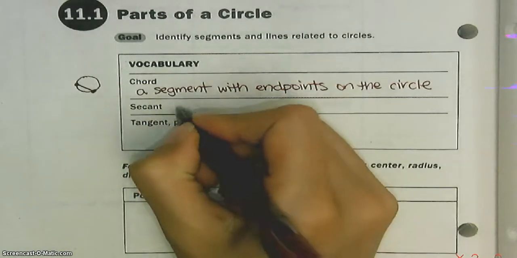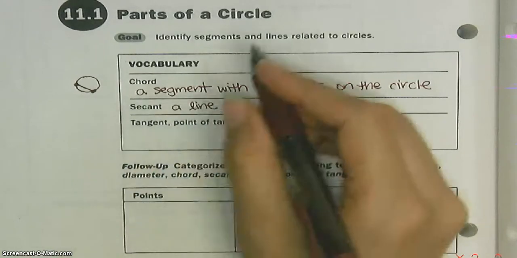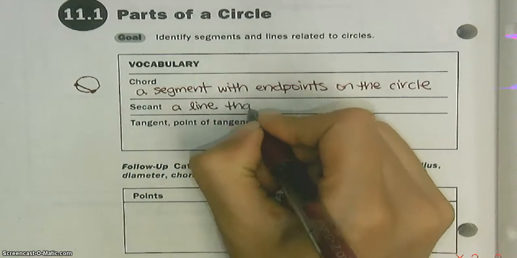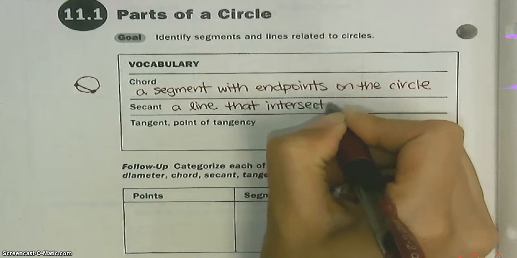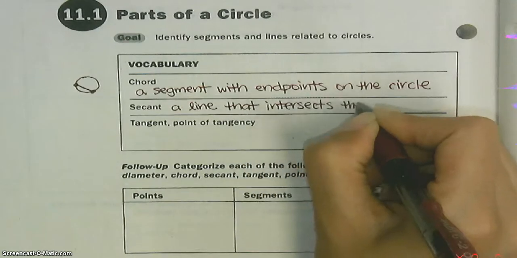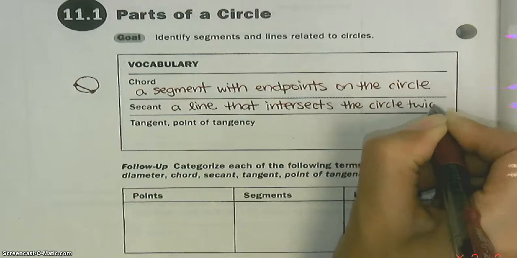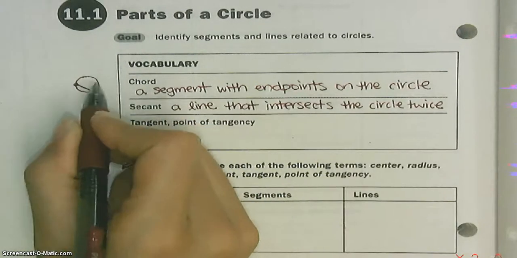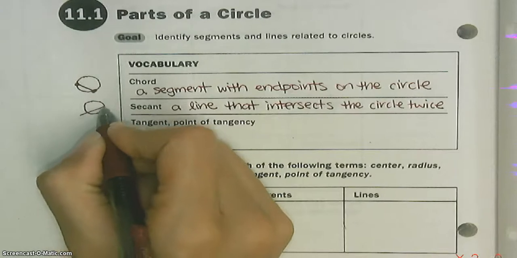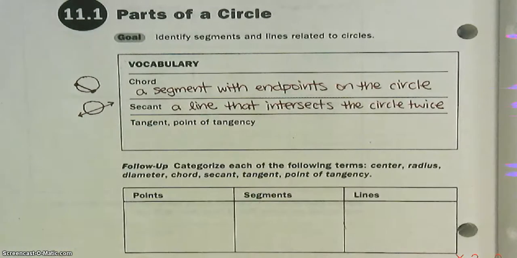A secant is a line, so now we've got two different things, segment and line, that intersects the circle twice. So it's very similar to a chord, but it goes through and goes on forever. A secant is a line, so you put arrows on it.